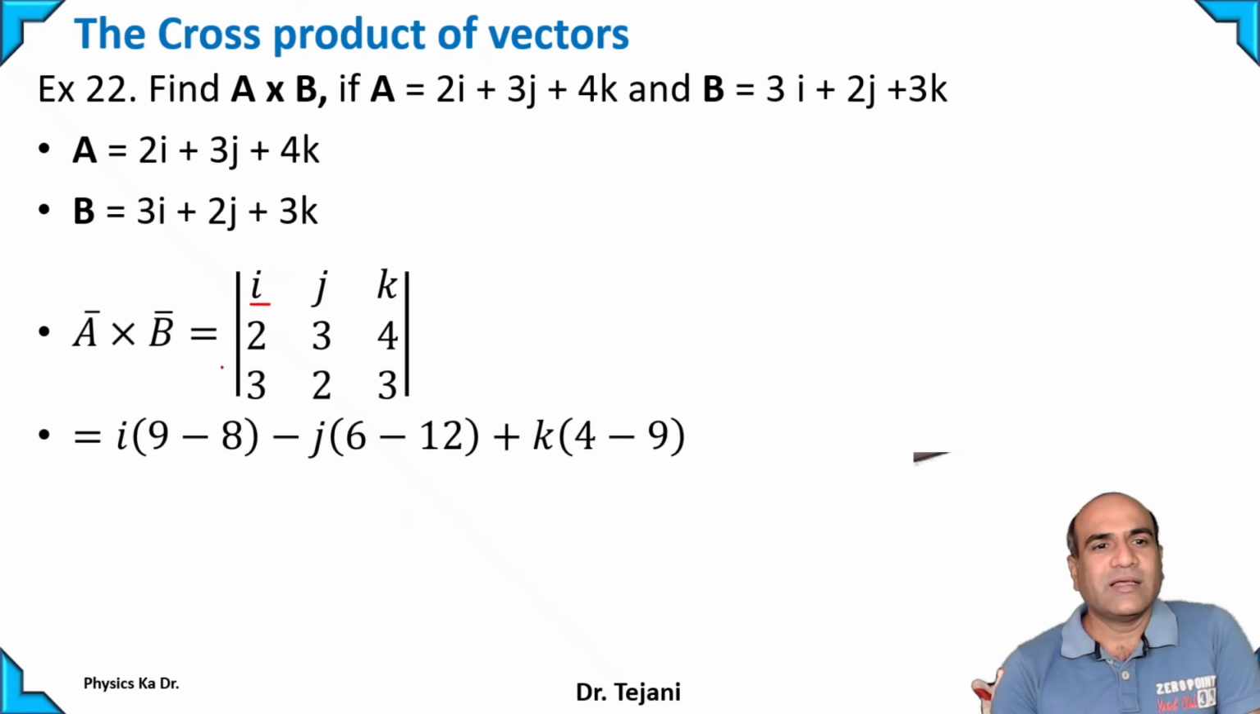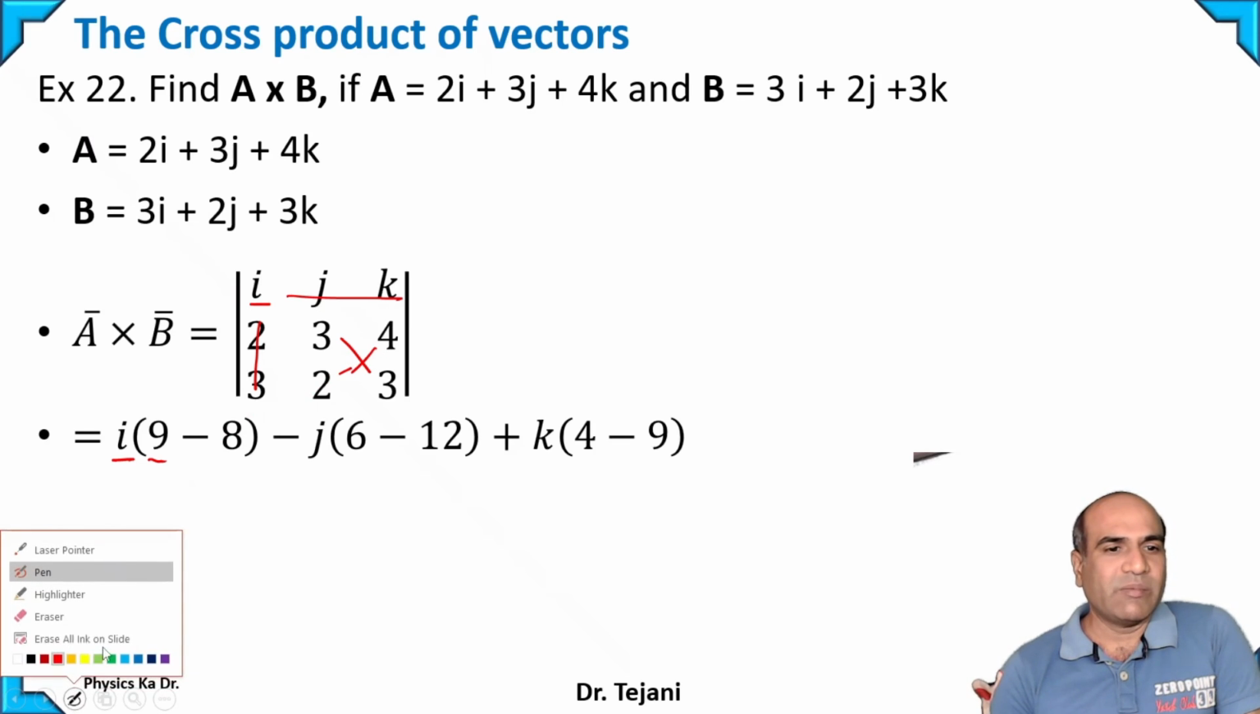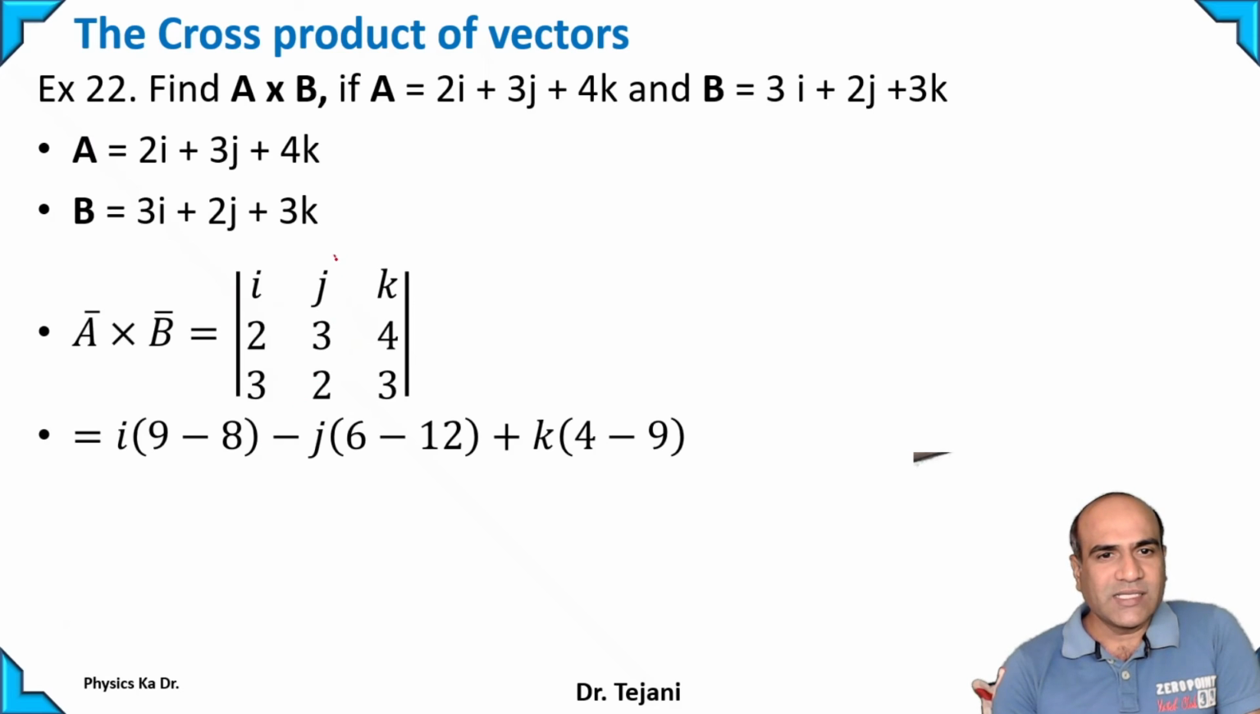i. So i is here. Hide this row and column. 3 multiplied by 3 becomes 9 minus 4 multiplied by 2 becomes 8. Now next is minus j. Hide this row and column. 2 multiplied by 3 becomes 6, and 3 multiplied by 4 becomes 12.